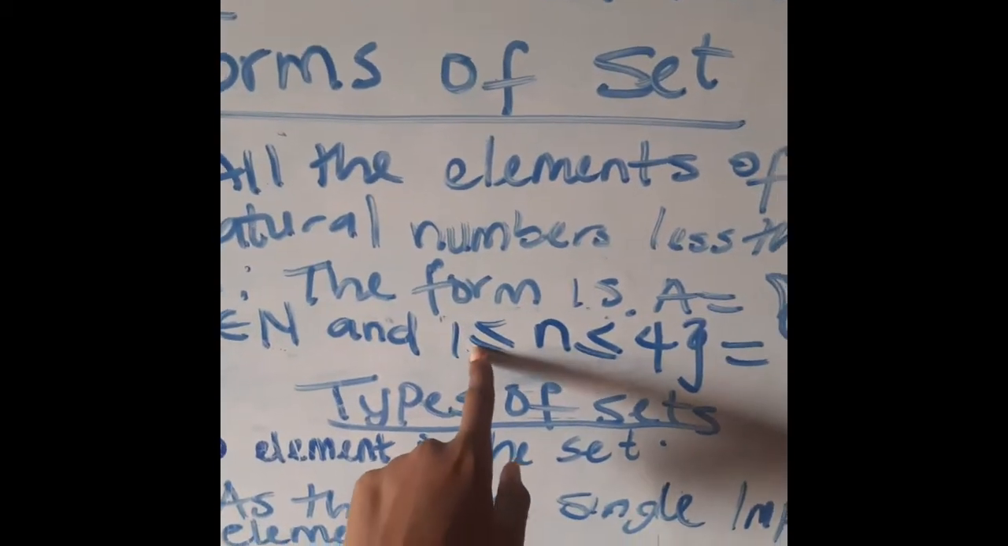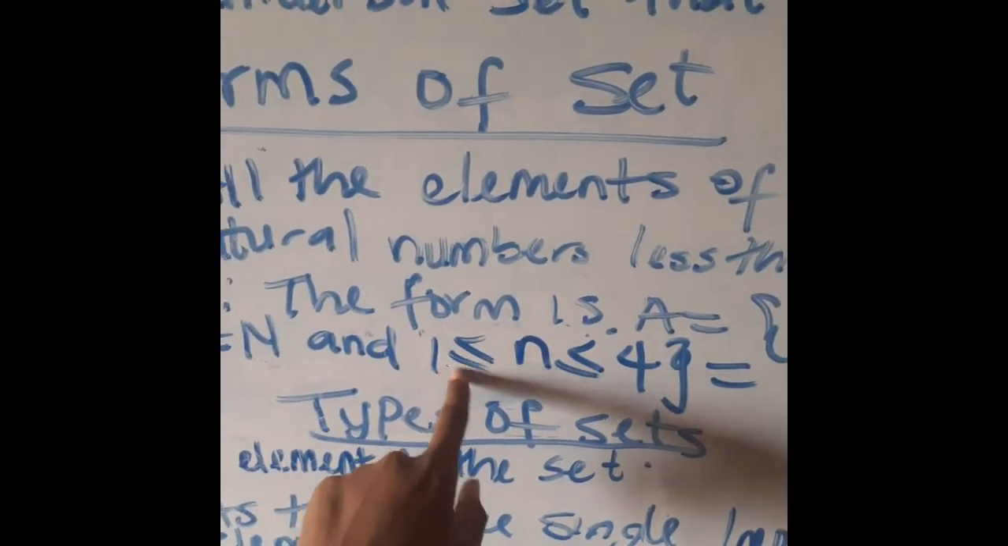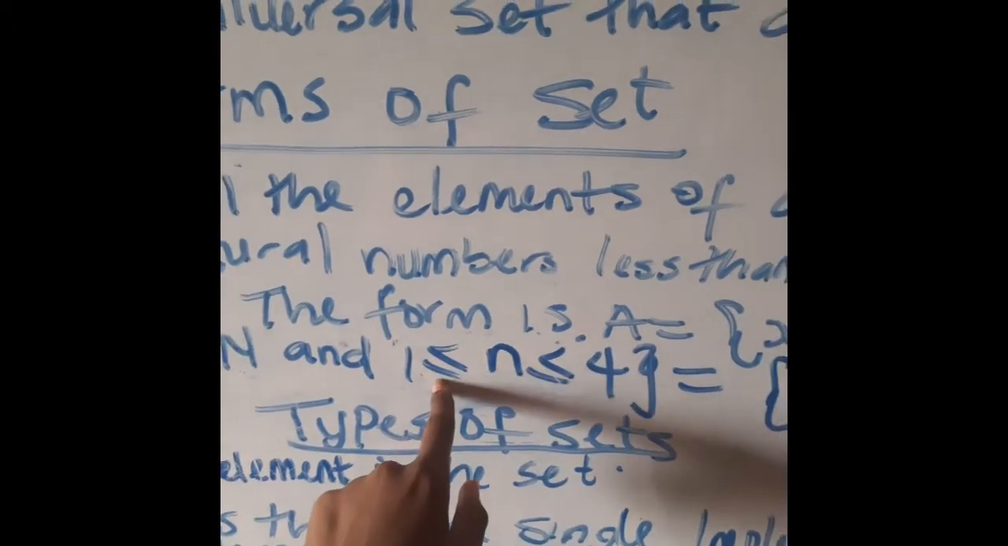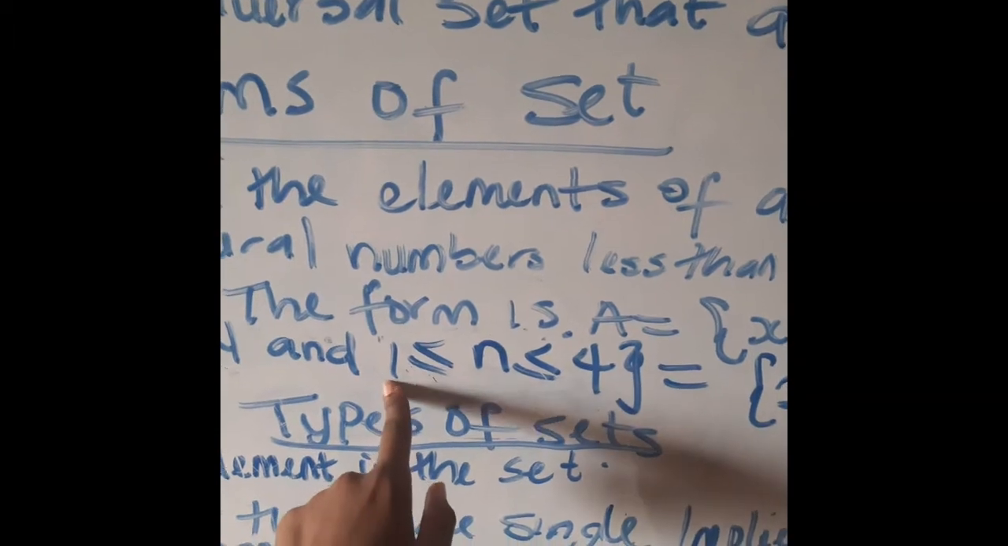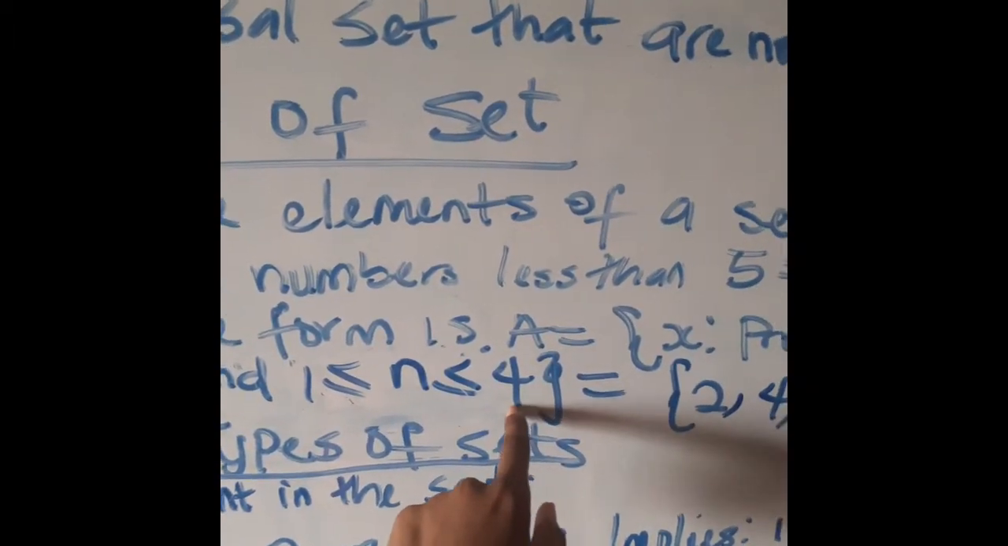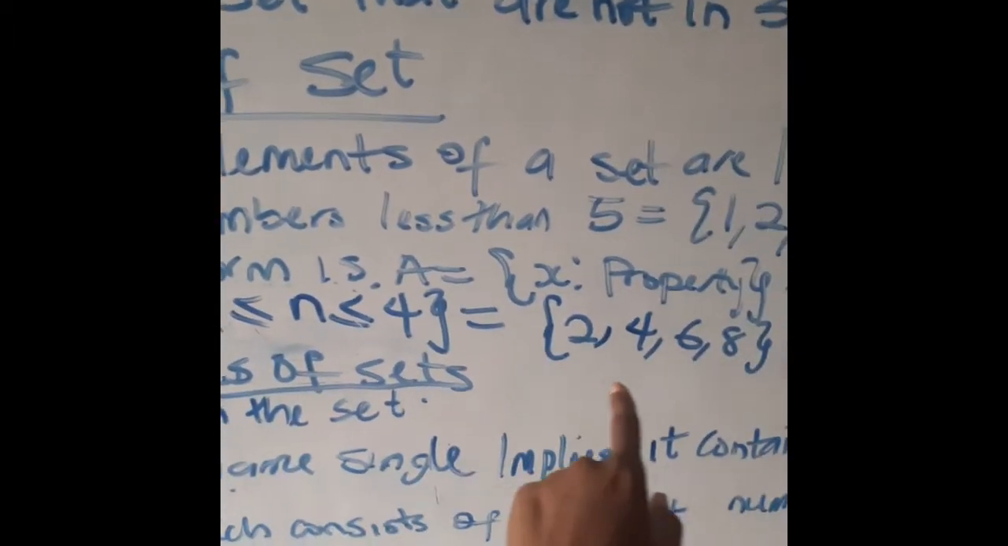And mind you, we are saying this because there's an equal to sign here. This is lesser or equal to. That means n is greater or equal to 1 and lesser or equal to 4. So that's what we have here. That's why we could get this answer.